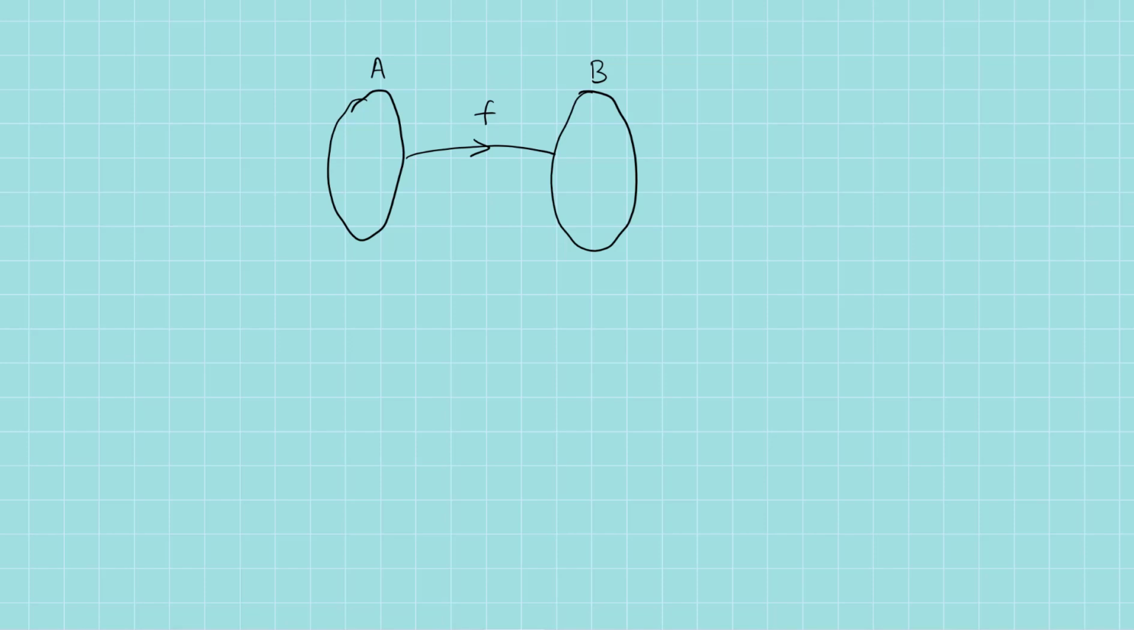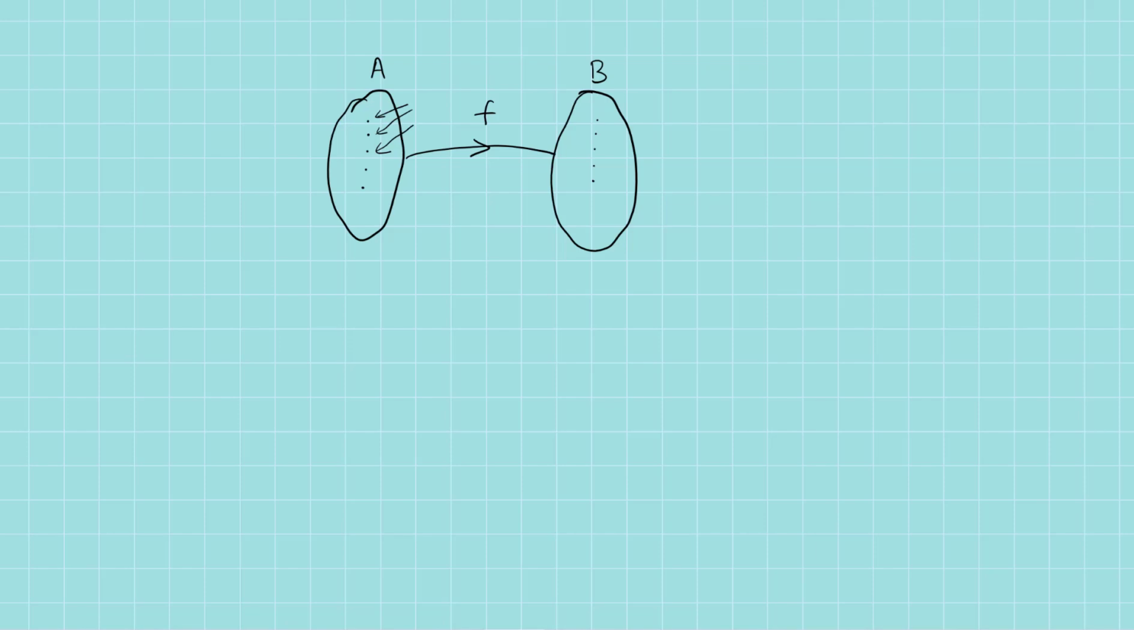A will have some elements in it. B will also have elements in it. And f is a function if it is a map from A to B such that every single element in A, all of these elements, have some image in B. And most importantly, the images of any element in A must be unique in B.